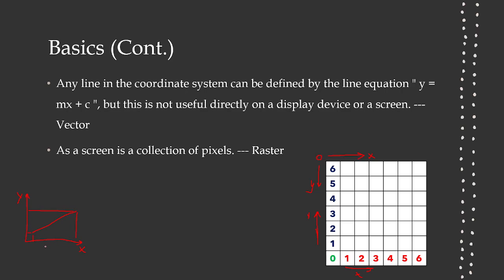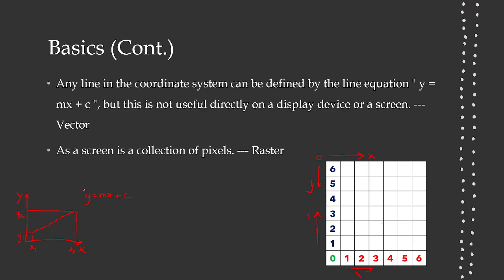This is x1, x2, y1 and y2. We have this. So how do we plot this into this? So this line is basically drawn using the equation y is equal to mx plus c. So how do we use this equation to plot lines or to draw a line on your screen, which is made up of pixels, right?